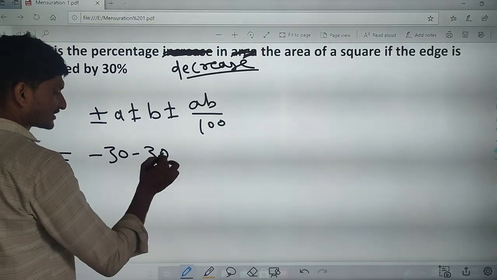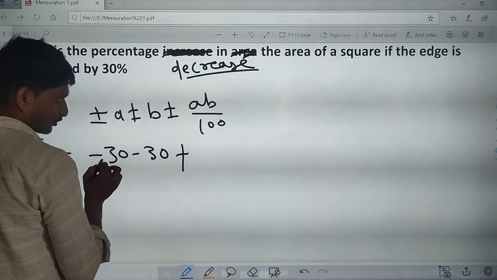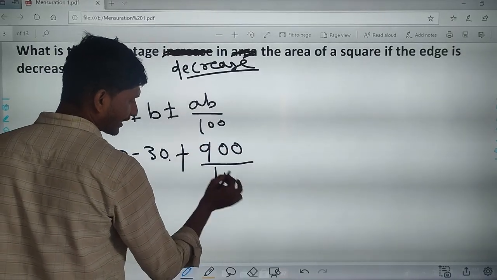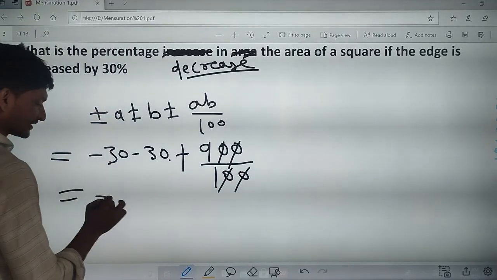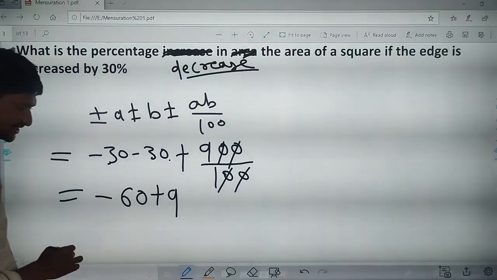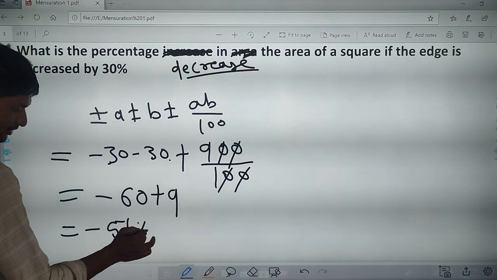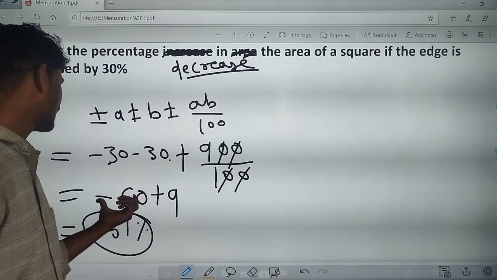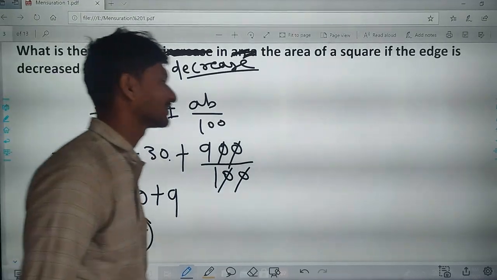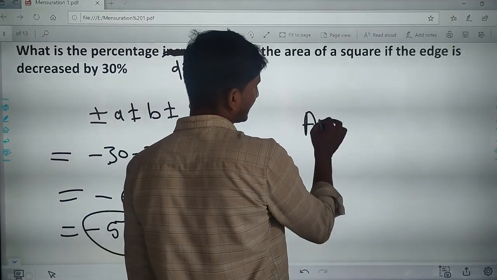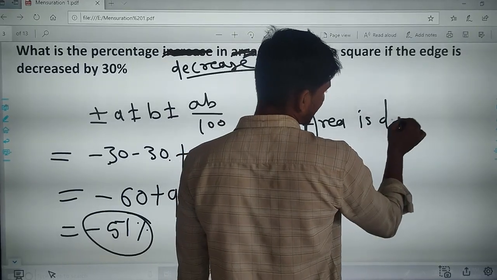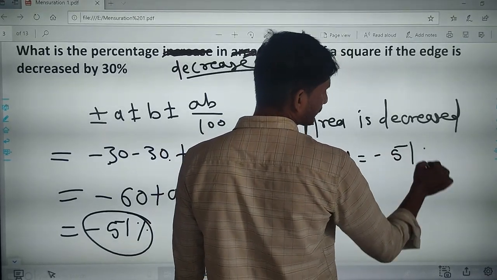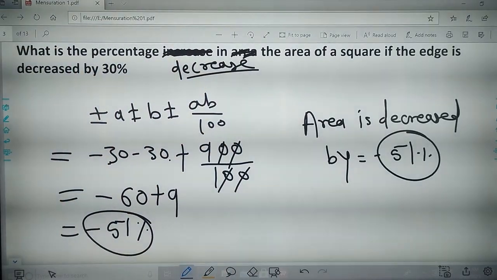Cross multiplication of these two terms: minus 30 into minus 30, minus into minus is plus, so plus 900 divided by 100, which is 9. Now minus 30 minus 30 is minus 60, plus 9 is minus 51%. Then your area is decreased by 51%.